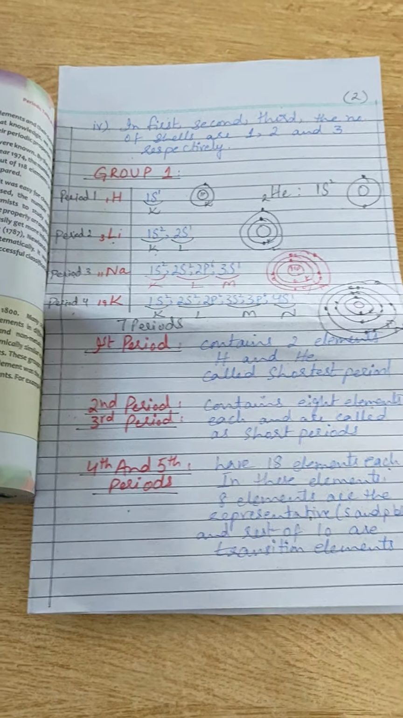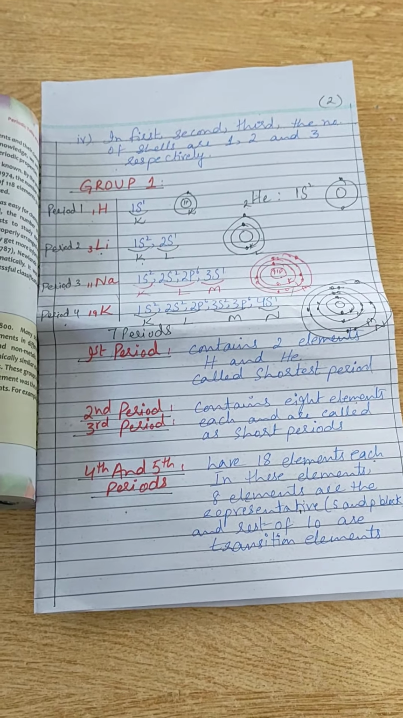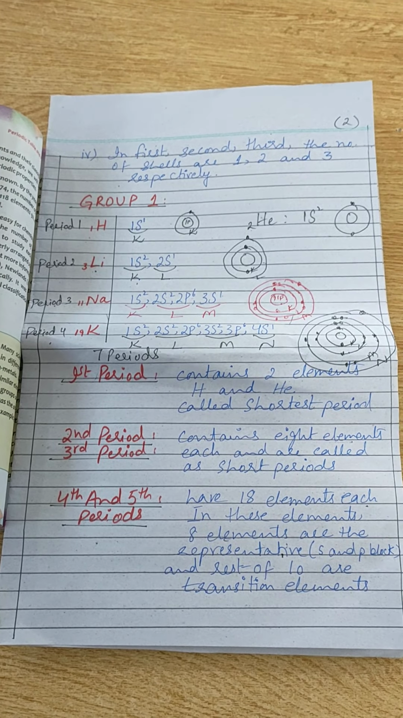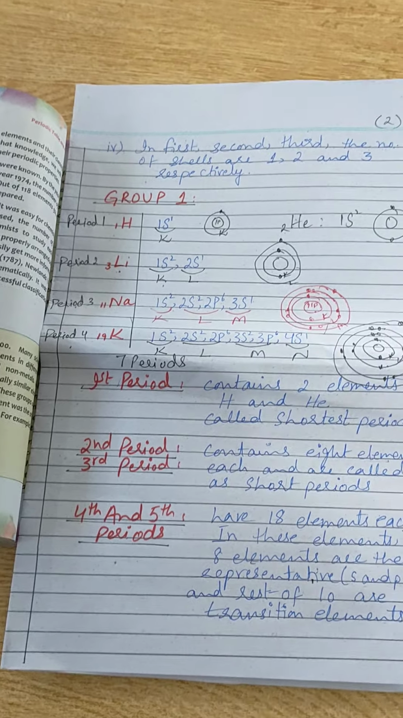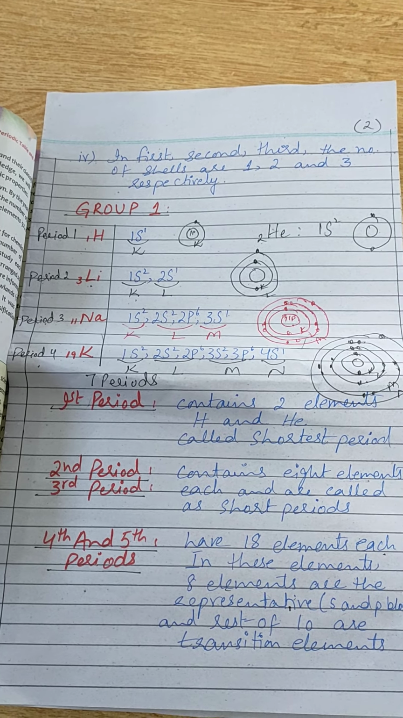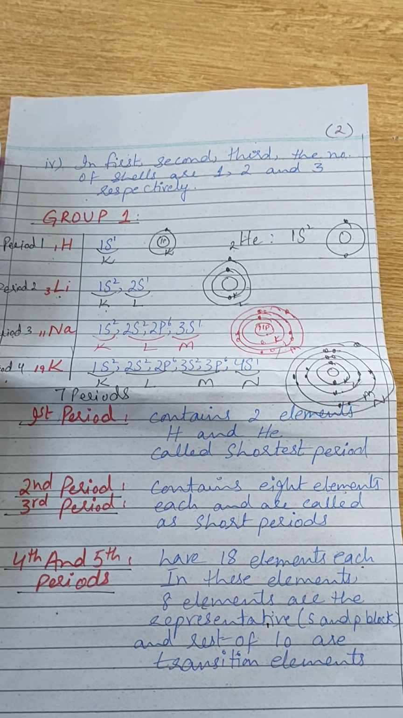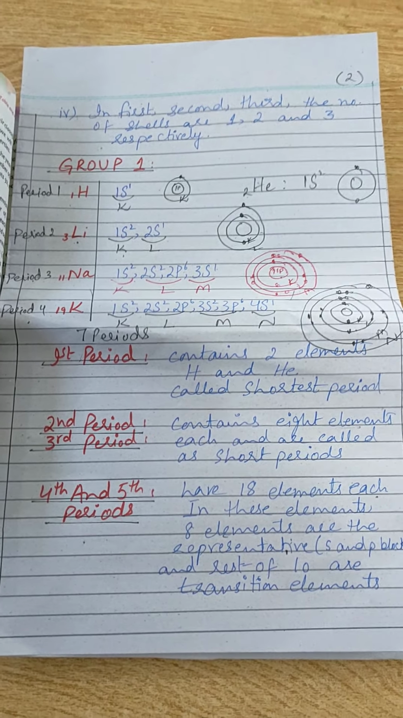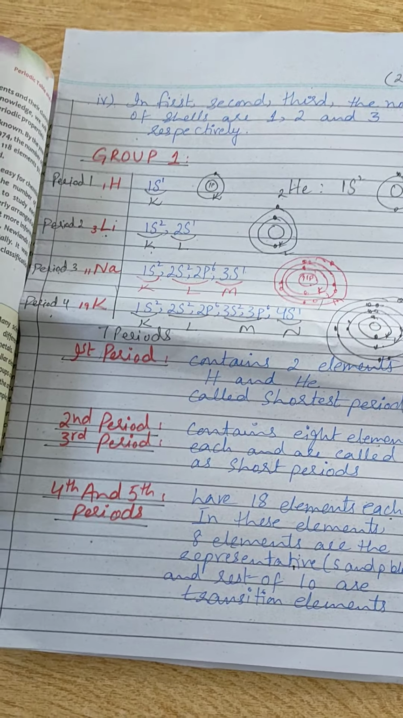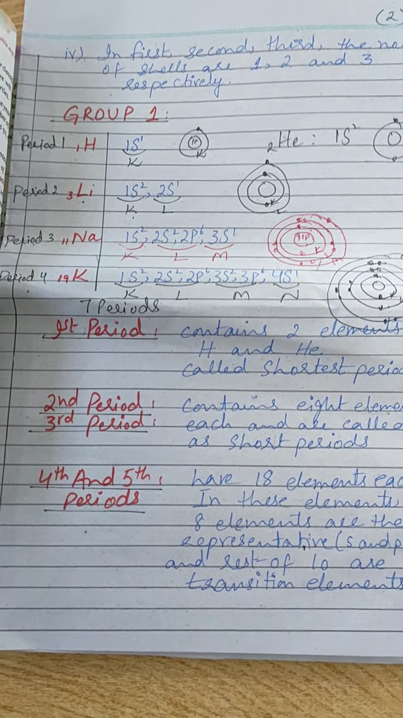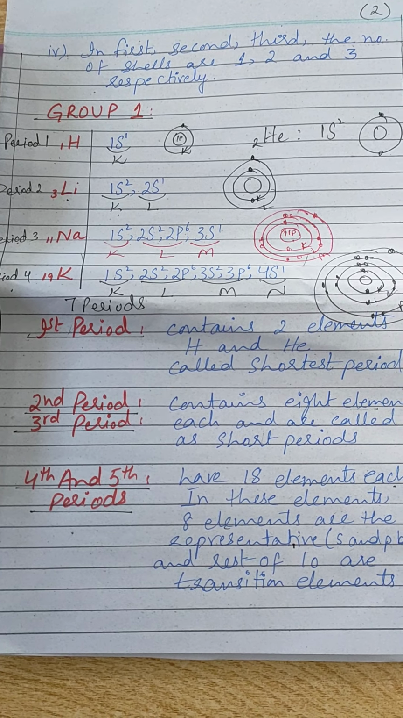So it means that the period number indicates the number of electronic shells of elements present in a specific horizontal row. Clear? With the help of the electronic configuration, this concept will be very clear to all of you. Clear? Now, the 7 periods in the periodic table comprise different elements.